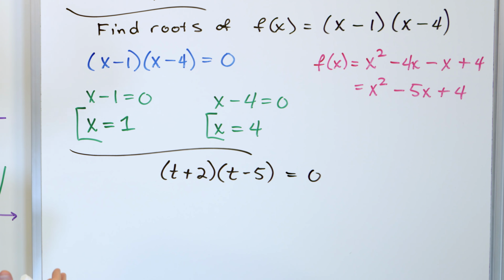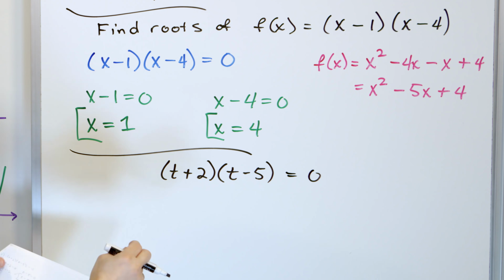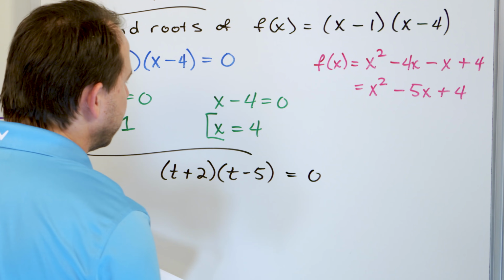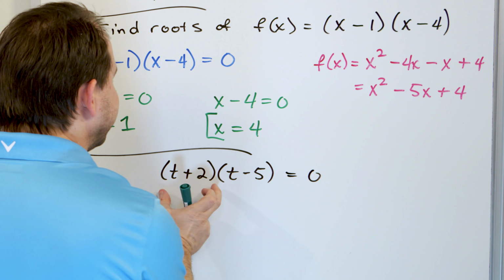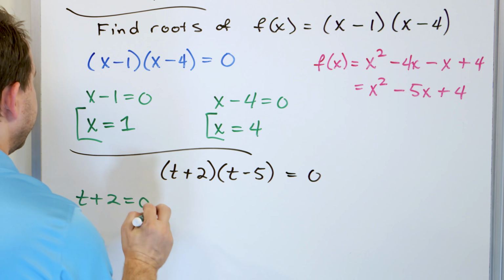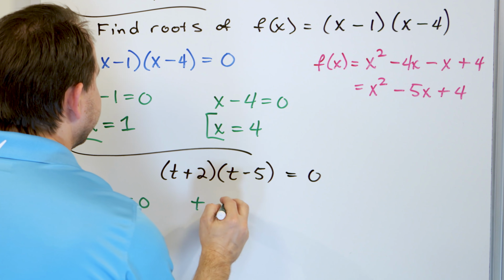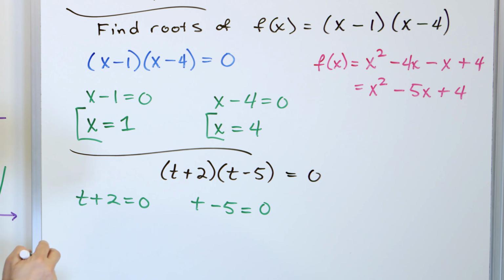It's exactly the same thing. Whether it's a function that I then set equal to 0 to find the roots, or if I just give you the equation equal to 0, you solve it exactly the same way. You know that to make it 0, you have two constraints. t plus 2 has to equal 0, but also t minus 5 could also be 0. That's two different ways to make the answer go to 0.